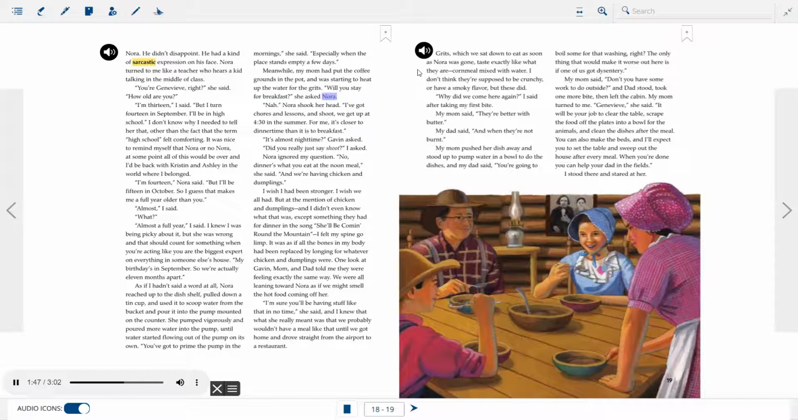She asked Nora. "Nah," Nora shook her head. "I've got chores and lessons. And shoot, we get up at 4:30 in the summer. For me, it's closer to dinner time than it is to breakfast." "It's almost nighttime?" Gavin asked. "Did you really just say shoot?" I asked. Nora ignored my question. "No, dinner's what you eat at the noon meal," she said, "and we're having chicken and dumplings."